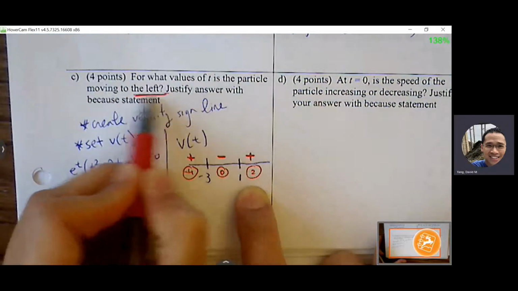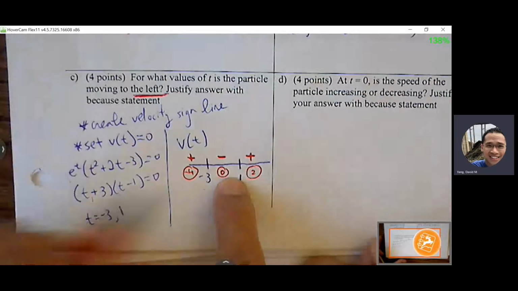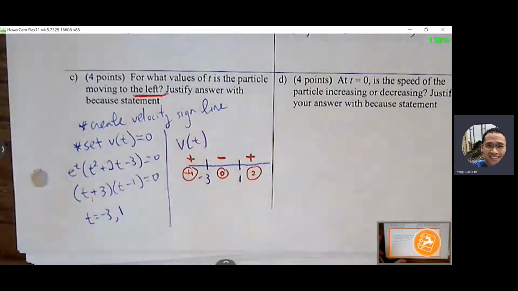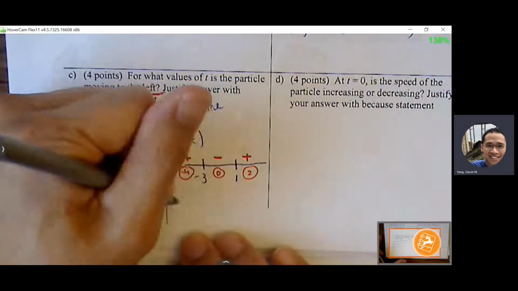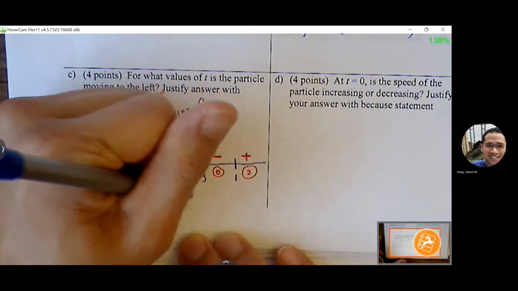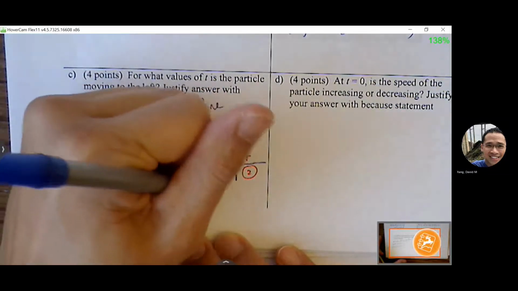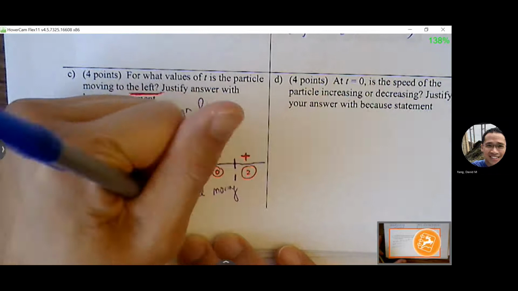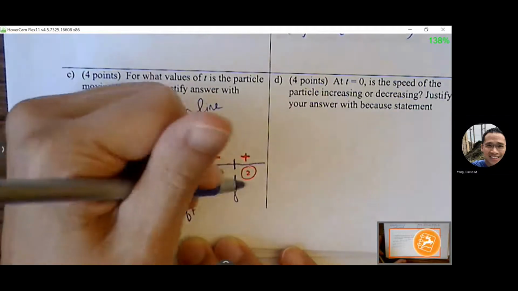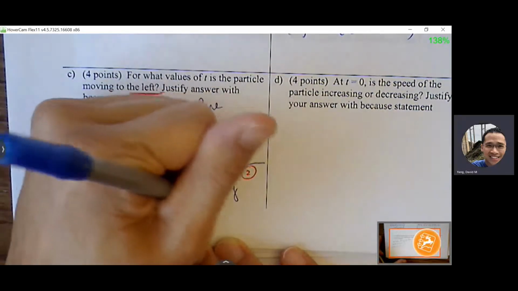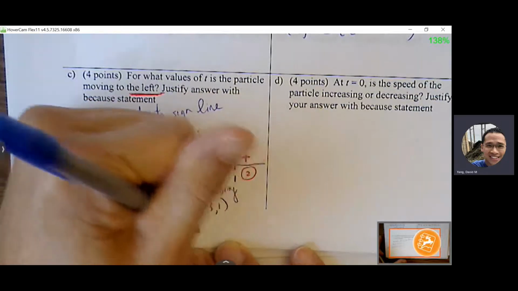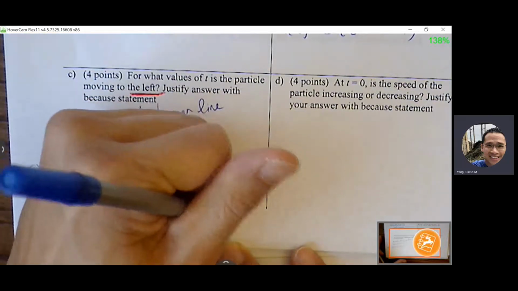Okay, moving left. Moving left is when velocity is negative. So moving left from -3 to 1, because velocity is less than 0.